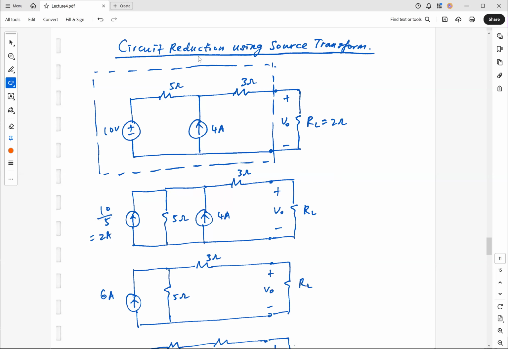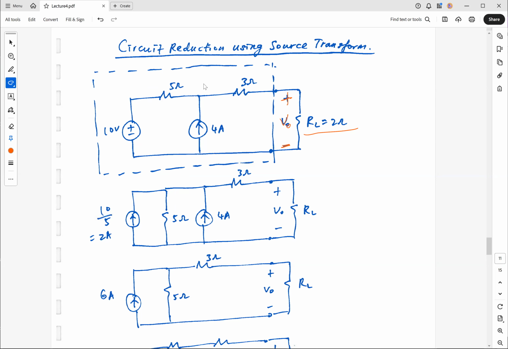That has been our goal. So the circuit given to you, if you look at this, the circuit inside the dotted box, I have two sources, one voltage source and one current source, and two resistors. This RL here is still my load resistor, which I specify as 2 ohm. And the goal here is to eventually find what is the voltage drop across this 2 ohm resistor, which I call V naught, or V out.